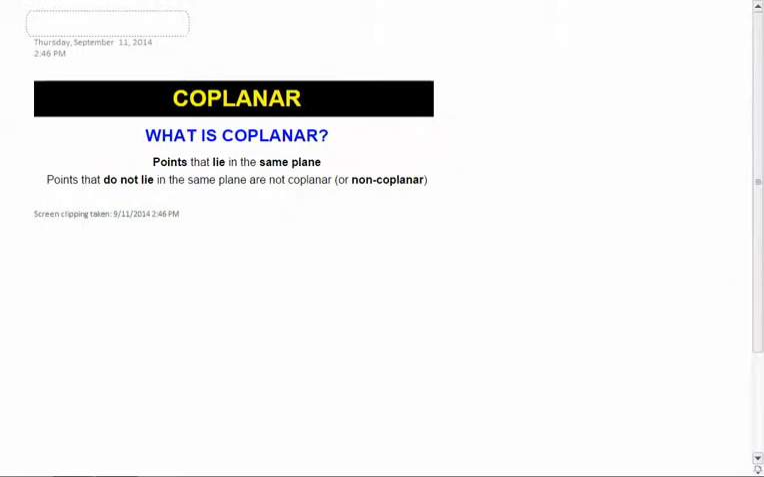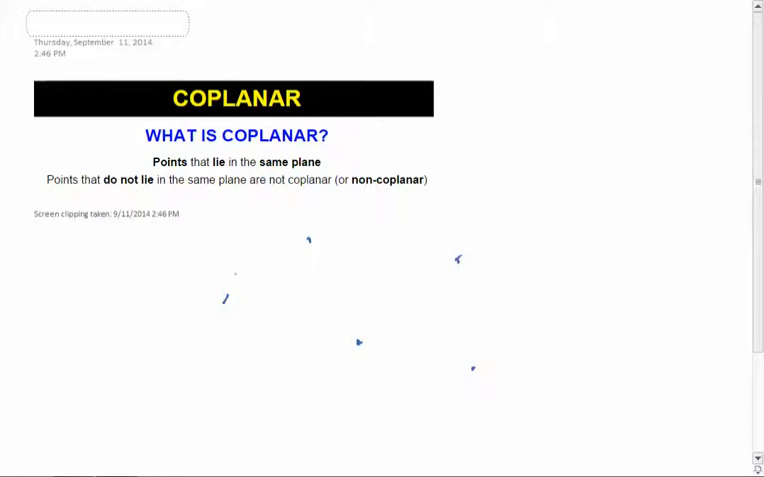And last but not least, coplanar means any points that are in the same plane. Like if I draw points here, these points that I'm drawing are all in the exact same plane as my laptop screen. That's why I can see them all. My laptop is only two-dimensional, like a plane, and that's why they're all on there. So these would all be coplanar.